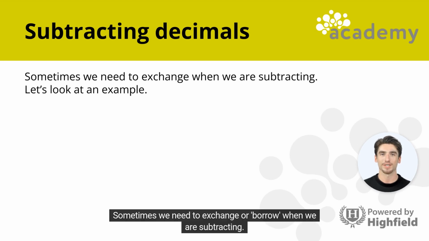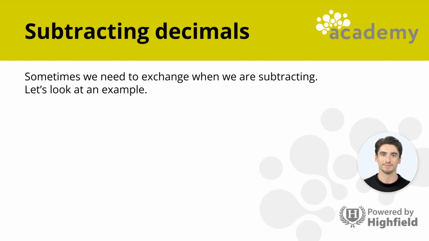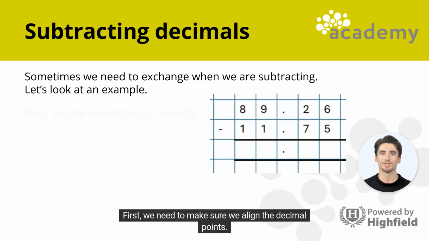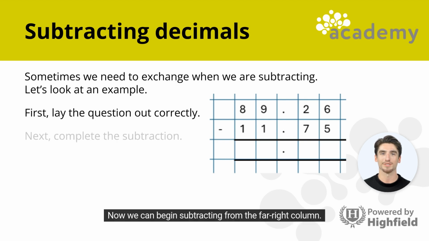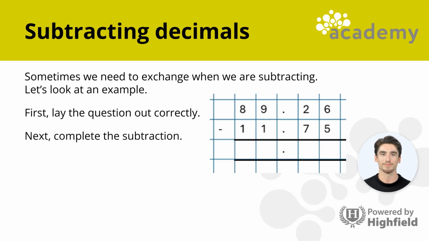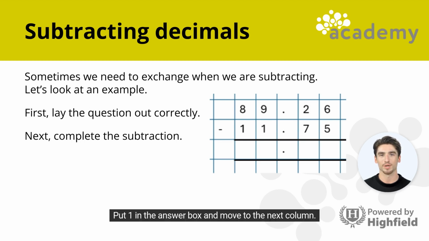Sometimes we need to exchange or borrow when we are subtracting. Let's look at an example. First, we need to make sure we align the decimal points. Now we can begin subtracting from the far right column. 6 minus 5 equals 1. Put 1 in the answer box and move to the next column.